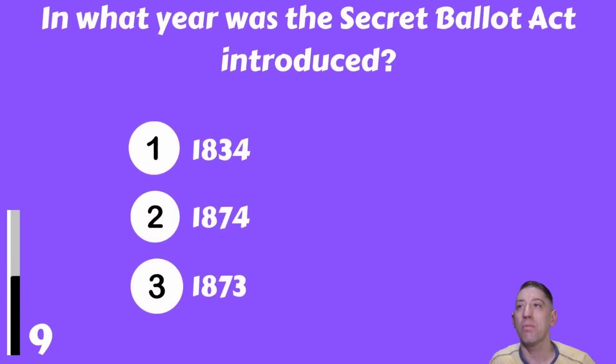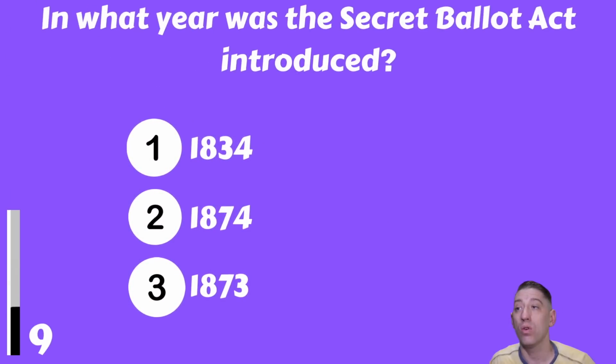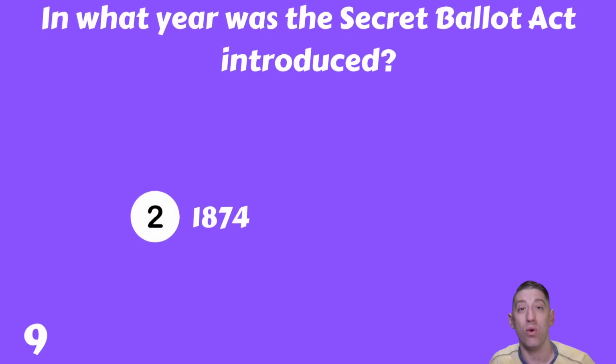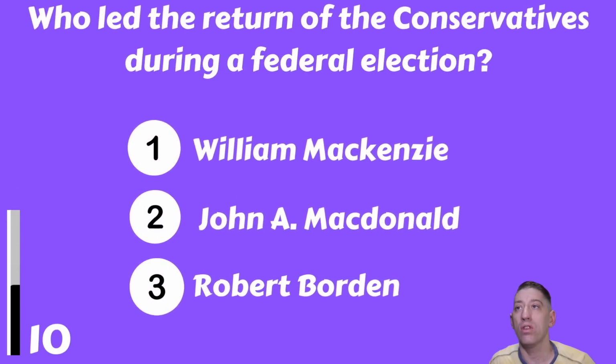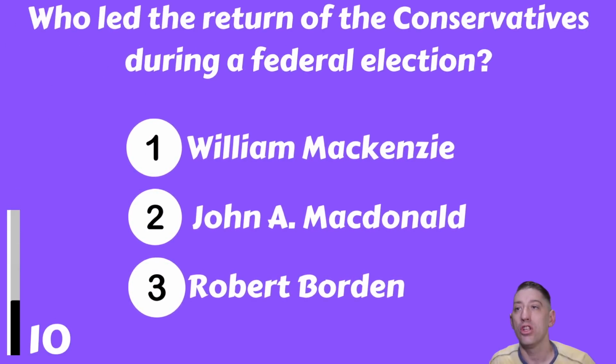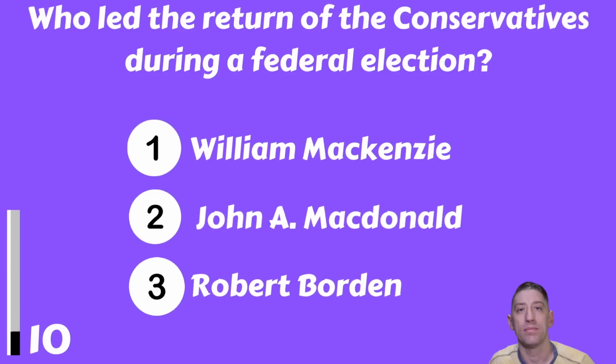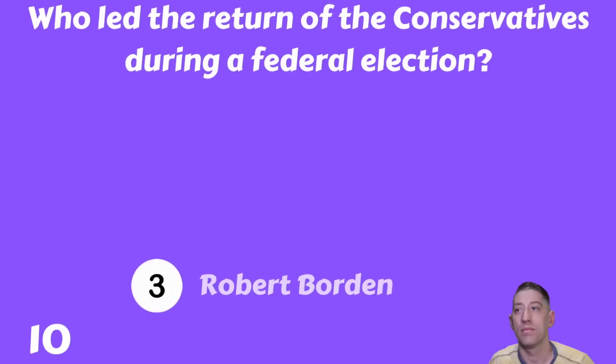In what year was the Secret Ballot Act introduced? 1834, 1874, or 1873? 1874. Who led the return of the Conservatives during a federal election? William Mackenzie, John A. Macdonald, or Robert Borden? Robert Borden.